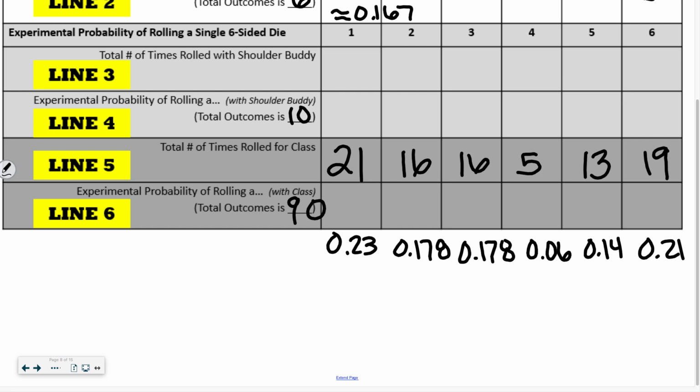So flip that paper over, and just real quickly in your own words, I'll give you about 20 seconds. Answer the question on the back side. Generally, as the number of trials increases, how will the experimental probability compare to theoretical?